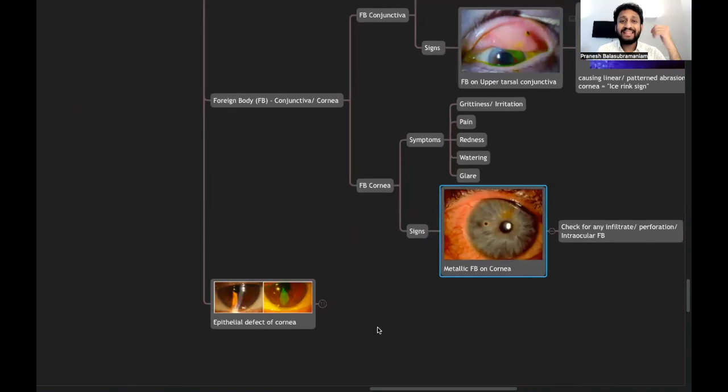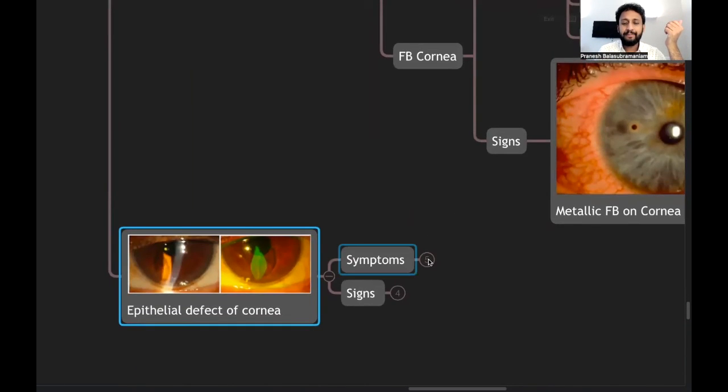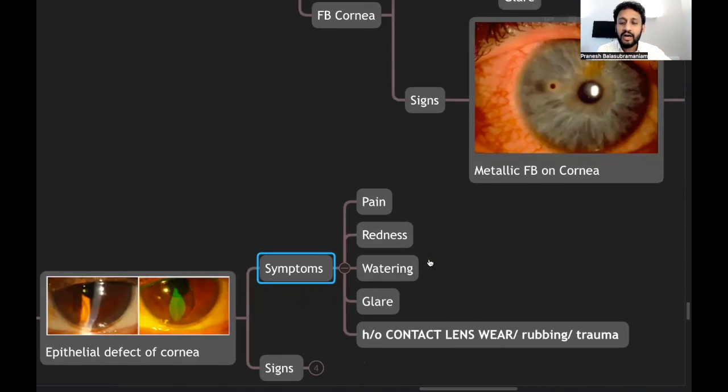Finally, we talk about the epithelial defect of the cornea. Epithelial defect of the cornea, again, can be quite common in patients, especially with a history of rubbing. History of contact lens wear is, again, an important history to ask in these patients. The patients can have pain, redness, watering, or glare. Glare, again, why? Because the cornea is getting involved.